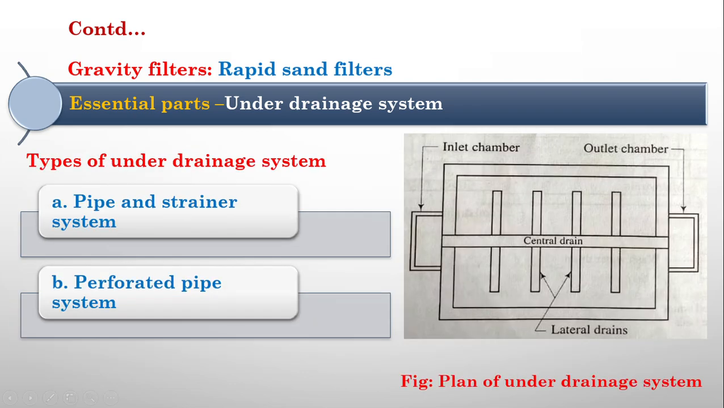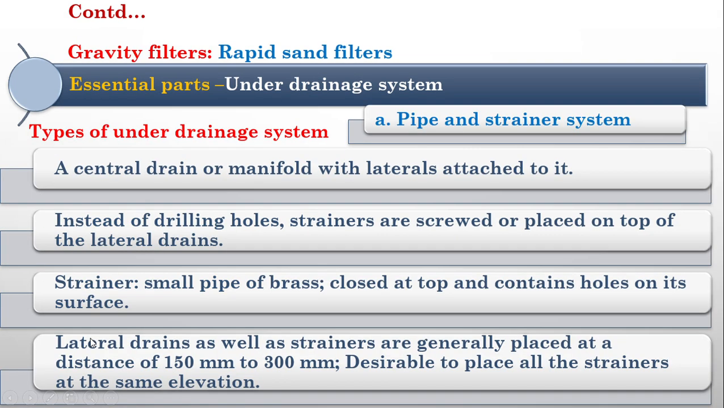So here is the under drainage system. We have already seen this. There is an inlet and outlet here. A center drain will be there, and a number of laterals will be there. Actually, there are two types of under drainage system. One is the pipe and strainer type, and another one is the perforated pipe system. So we will see each of them.